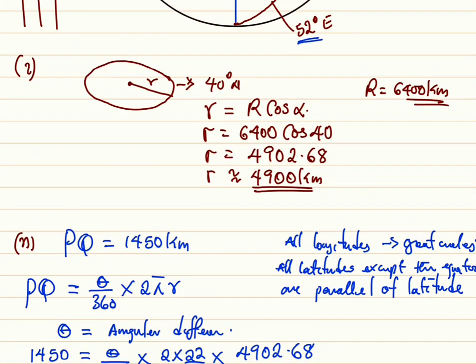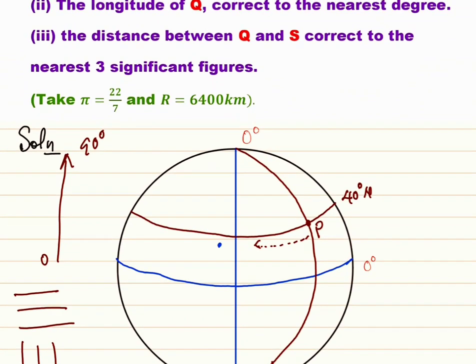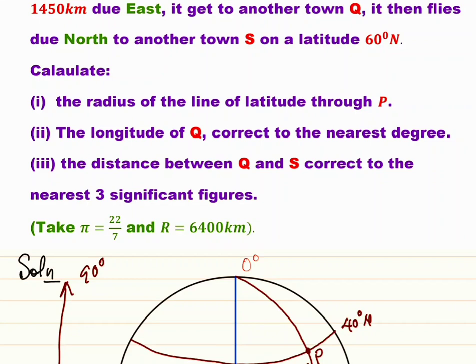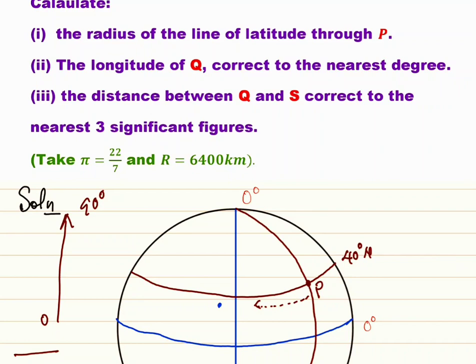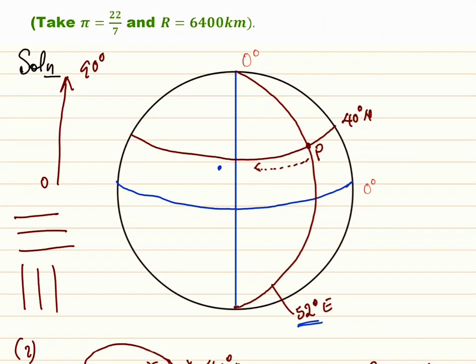All right. So we are almost through. Let's go. I think we have one more question. The question is the distance between Q and S, and where can we find our S? Let's go to the question. We are told that it then flies due north to a town S on the latitude 60 degrees north. So in this, it actually moves northward.